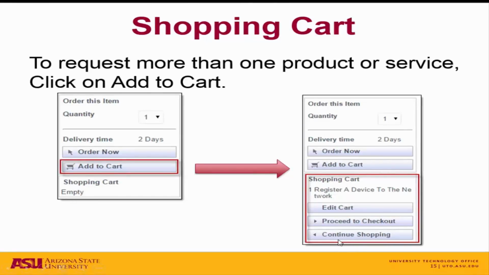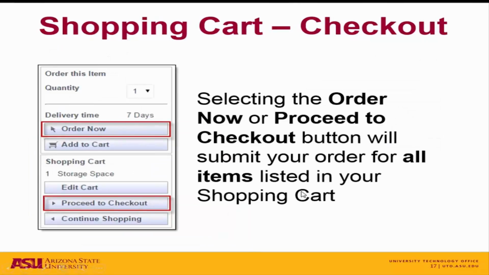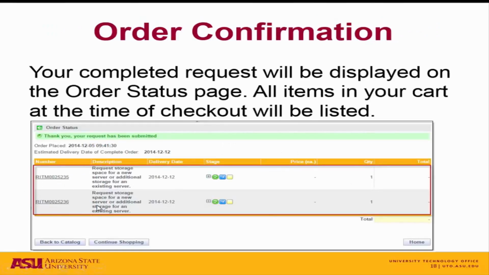Clicking Edit Cart allows you to delete items that are in your cart or edit them. Continuing shopping will bring you back to the service catalog. Once you're ready, click Order Now or Proceed to Checkout. Your completed order will display, and it will show you what you've ordered and the stage that they are in.